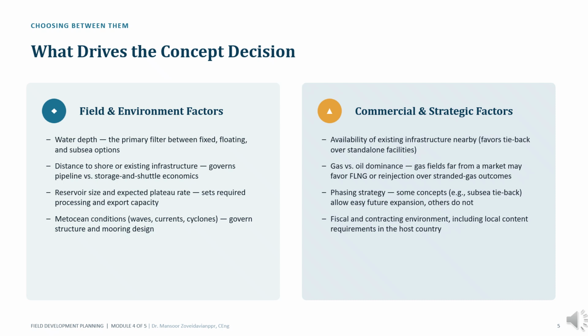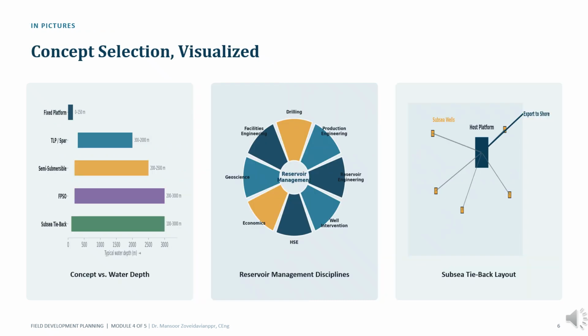Once feasible concepts have been identified, commercial factors become increasingly important. Existing infrastructure, development phasing, market access, fiscal terms, and local content requirements may ultimately determine which option is selected. A useful way to think about concept selection is that engineering defines what is possible, while commercial evaluation determines what is preferable. This slide summarizes many of the relationships we've discussed.